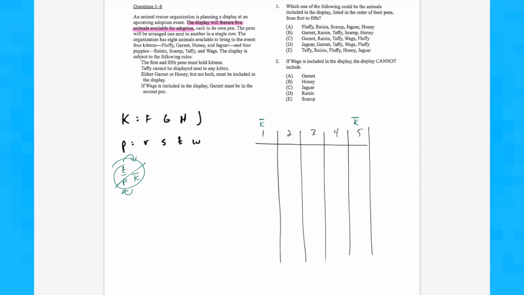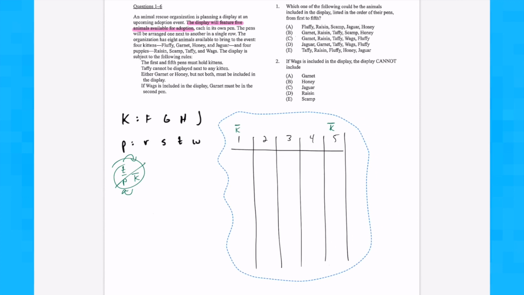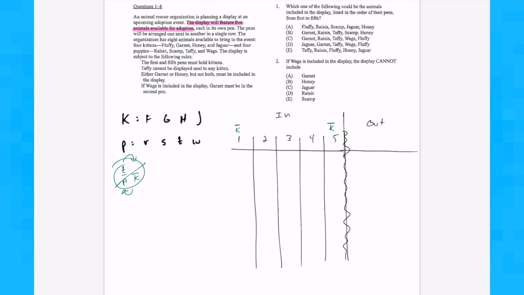Yeah, sorry, I don't think this is an in and out game. Well, wait, the 1st and 5th pens must hold kittens. Never mind, it's kind of a hybrid in and out game, order game. So I will keep the idea that out here are whichever puppies and kittens do not get selected for the display. This is kind of a weird in and out style setup, but we're going to try it.